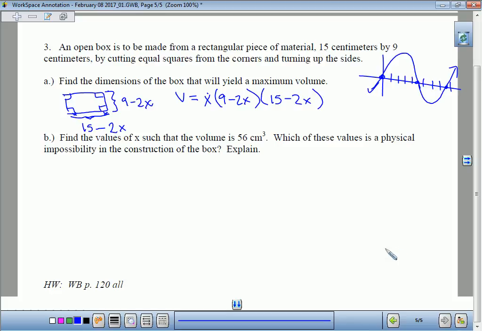Now, let's talk about reality. X represents a dimension. X represents the height in this case. And a height, can it be negative? No. Can it be 0? No. If it were 0, it wouldn't exist. So X represents the height.